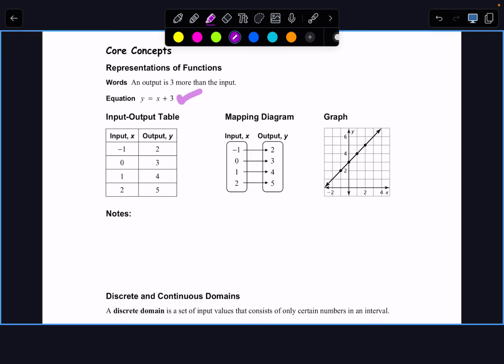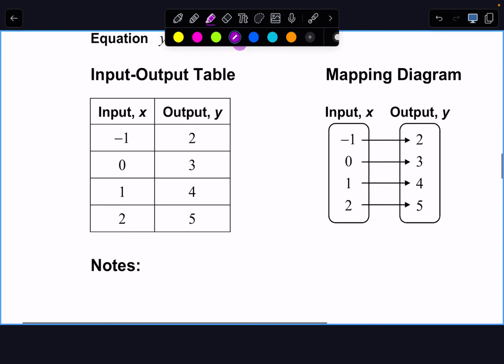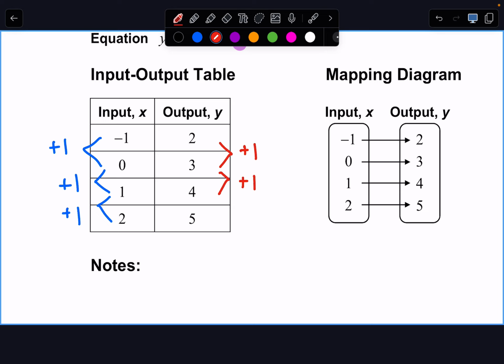Okay, now when we look at our input-output tables or our mapping diagrams, we need to look for that constant rate of change. So answer me this. If I go from -1 to 0, we go up 1, right? How about 0 to 1? Okay, and 1 to 2. Up 1, right? Now, what about when we look at the y column? Going from 2 to 3 means we went up 1, 3 to 4, and 4 to 5.